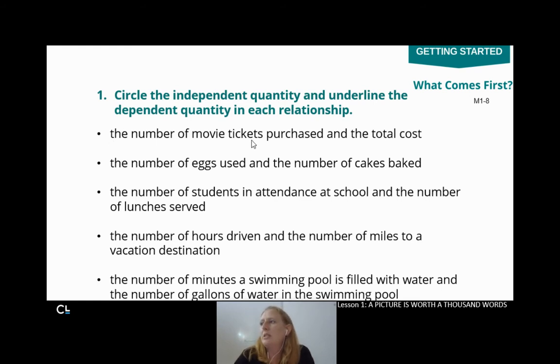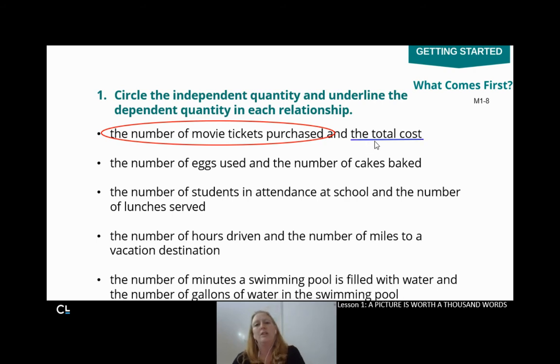So let's start with this, the number of movie tickets purchased and the total cost. Well, first, I need to know how many tickets I'm purchasing. So that's my independent quantity. And that means my dependent quantity is the total cost because the total cost depends on how many tickets I'm buying. The number of eggs used and the number of cakes baked.